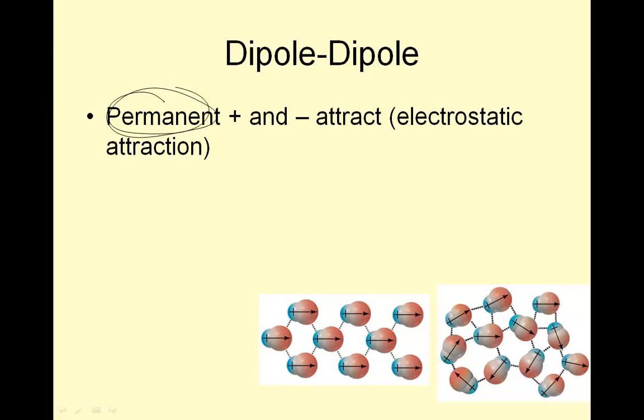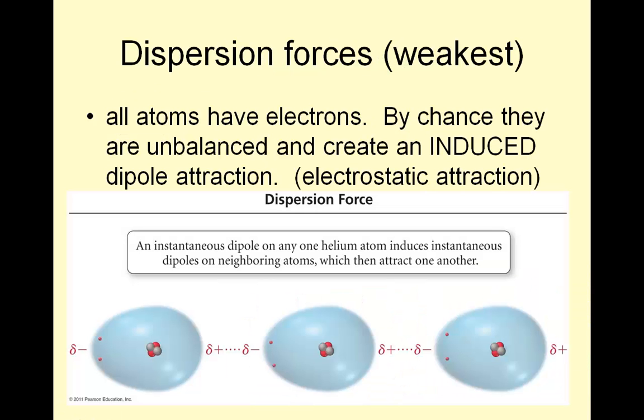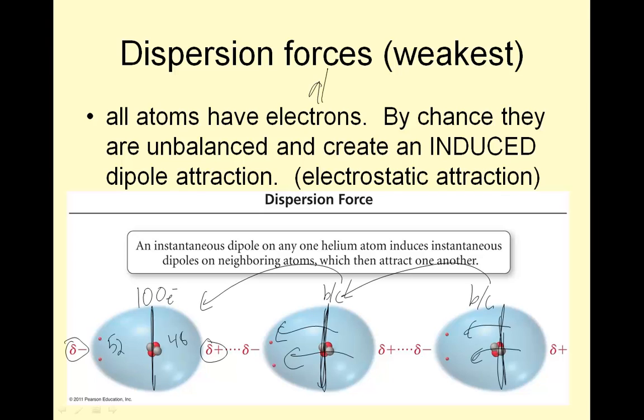Dipole-dipole is permanent. It doesn't start off with some random act. It's a permanent positive and negative that attract. So this has polar molecules. So if you have a polar molecule, you have dipole-dipole. If you have a nonpolar molecule, this actually happens with all molecules, but especially nonpolar.